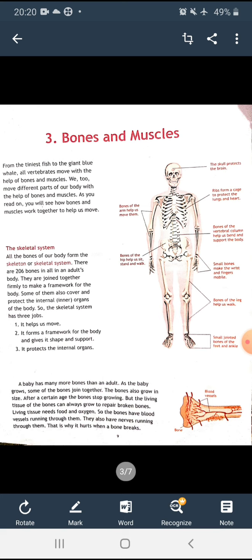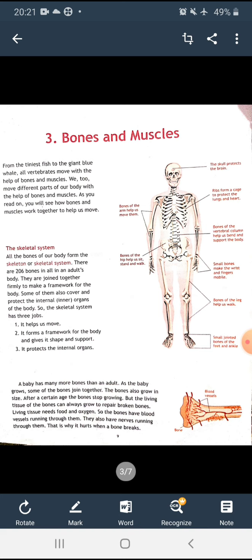And a baby has many more bones than an adult. Approximately around 300 bones in a newborn baby. Right? As the baby grows, some of the bones join together to form a single bone. So we can say in an adult there are 206 bones in the body. 300 bones were there in a newborn baby, but these bones are joined together as the baby grows to form a single bone. The bones also grow in size.